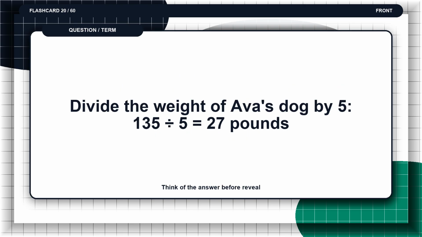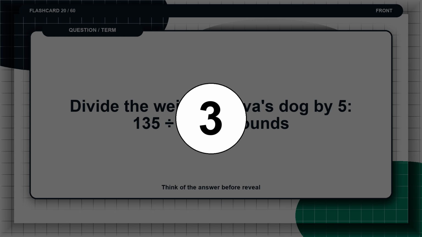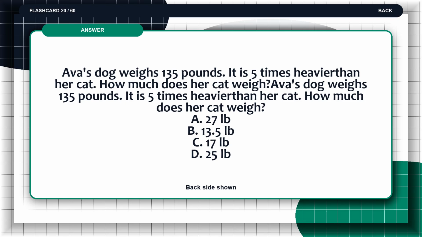Flashcard 20. Divide the weight of Arver's dog by 5. 135 divided by 5 equals 27 pounds. Think of the answer before the reveal. The answer is, Arver's dog weighs 135 pounds. It is 5 times heavier than her cat. How much does her cat weigh? A. 27 pounds. B. 13.5 pounds. C. 17 pounds. D. 25 pounds.